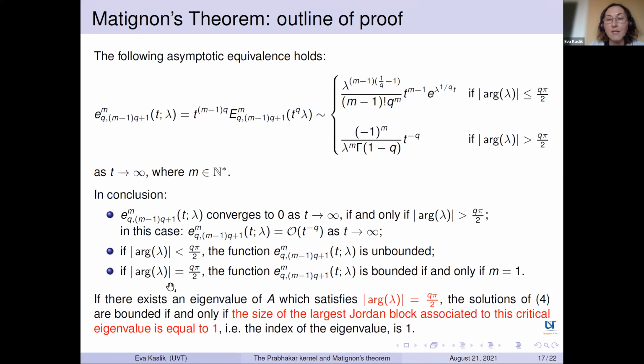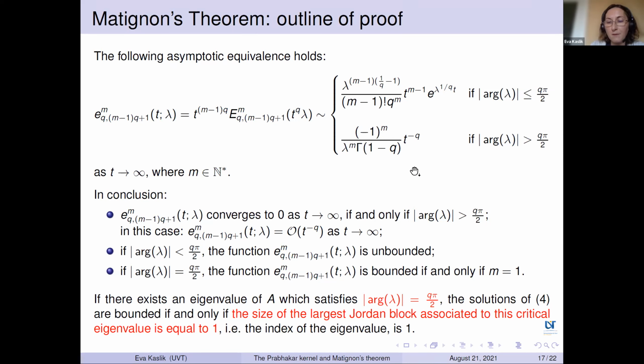And in the limit case, when we have an eigenvalue of the matrix A which satisfies that the absolute value of the argument is equal to q pi over 2, so we are exactly at the boundary of the stability region, what we may notice, looking here at the first branch, is that our Prabhakar kernel is going to be bounded if and only if this power m minus 1 is 0. So this means m is equal to 1, because in this special case, the exponential will be bounded.